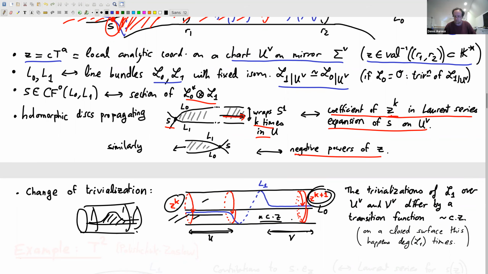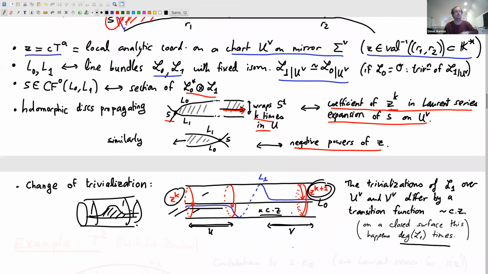Okay. And so if I were on the mirror of a closed surface, well, that would happen degree of our line bundles times, just for topological reasons. If you think of a complex line bundle on a Riemann surface, it can be trivialized locally, but globally the trivializations will have to have this kind of twisting by a degree 1 transition function exactly as many times as the degree.